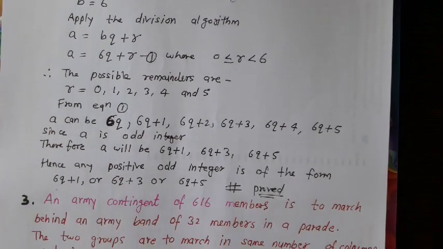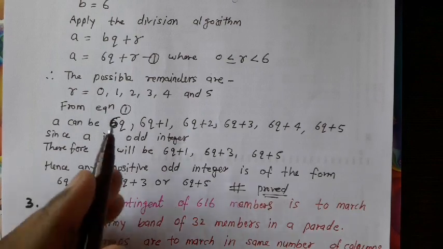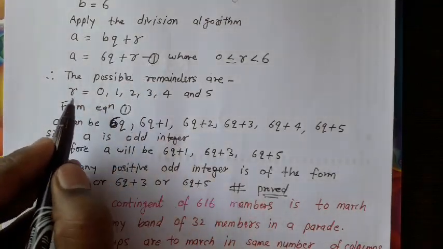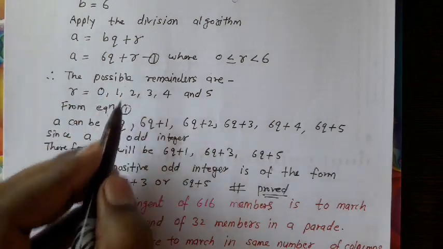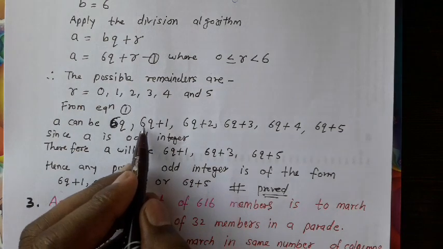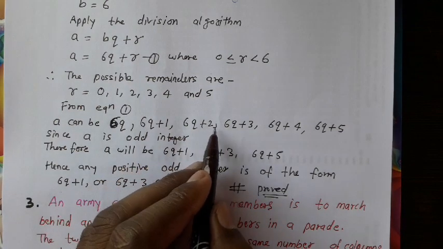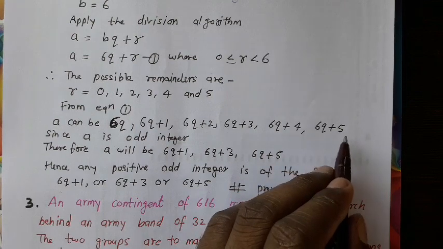From equation 1, one by one you substitute the value of r. If r is 0, then a is 6q. If r is 1, then it will be 6q plus 1. Similarly 6q plus 2, 6q plus 3, 6q plus 4, 6q plus 5.